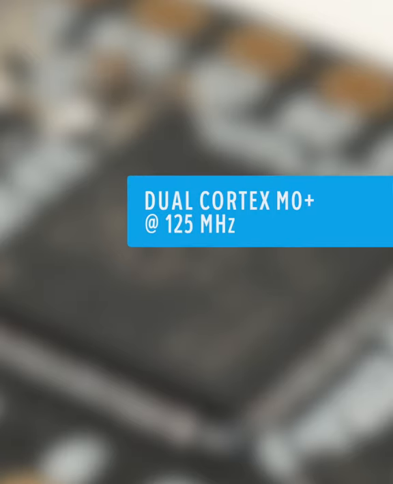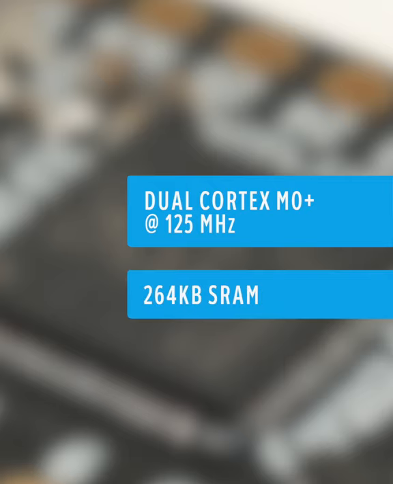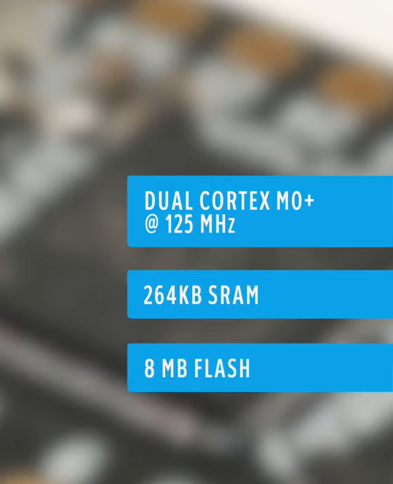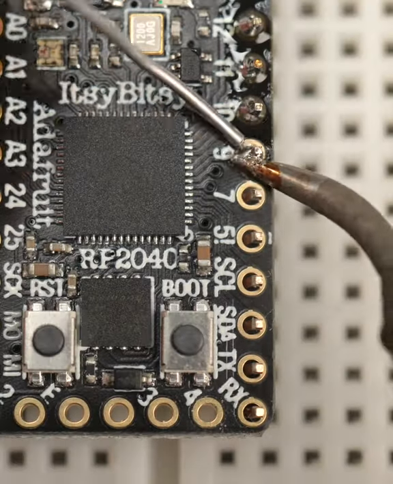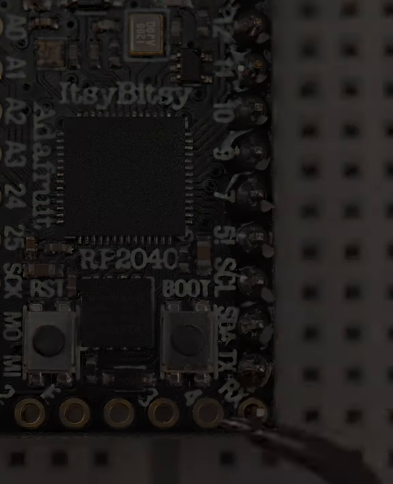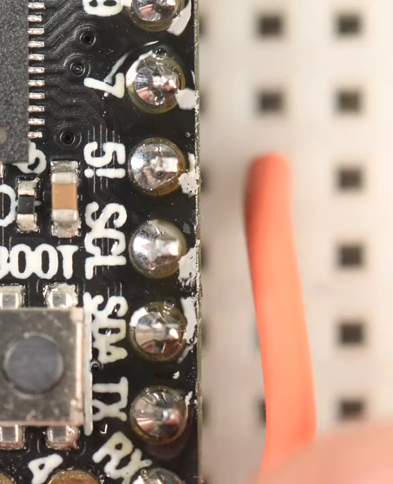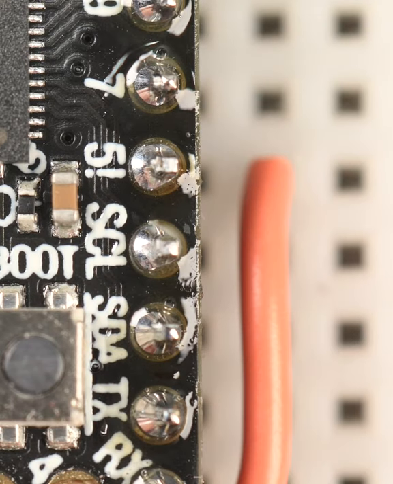A dual Cortex M0 Plus running at 125 MHz, 264K of SRAM, and 8 megs of flash. In addition to standard niceties, like the built-in NeoPixel, the Bitsy can speak 5-volt logic on pin 5, so there's no need to add any additional level-shifting hardware, which is nice.